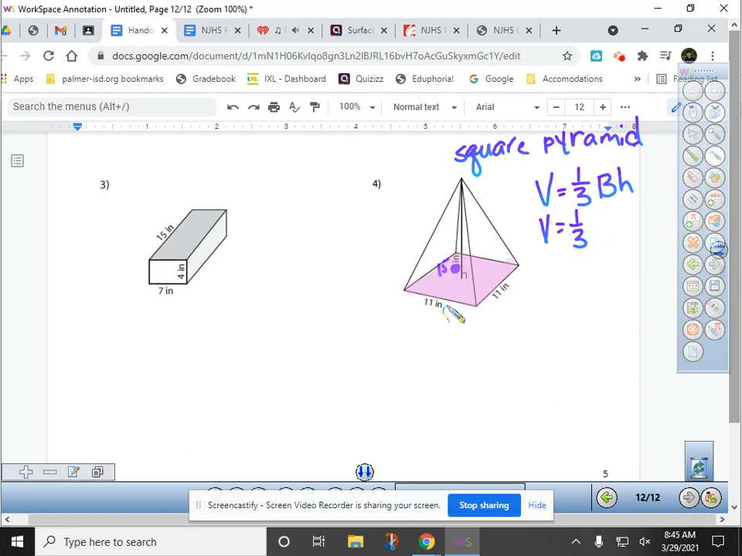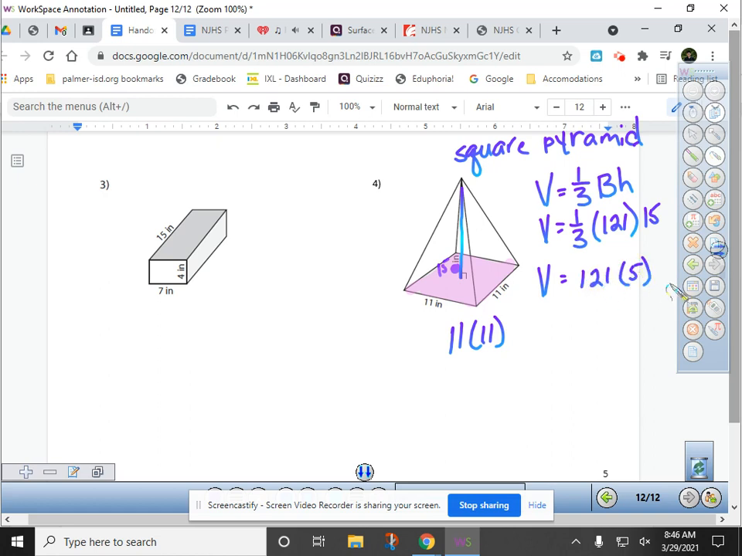What is the area of the base? Just the pink one. That would be 11 times 11. 22? No, it's not. 121. And what is the height of the whole thing? 15. And before I do too much work, I'm going to think to myself, can I divide either one of these by 3 to make it easier for me? Because that's how you do 1/3 of something. Which one? So I'm going to have 121 times what?